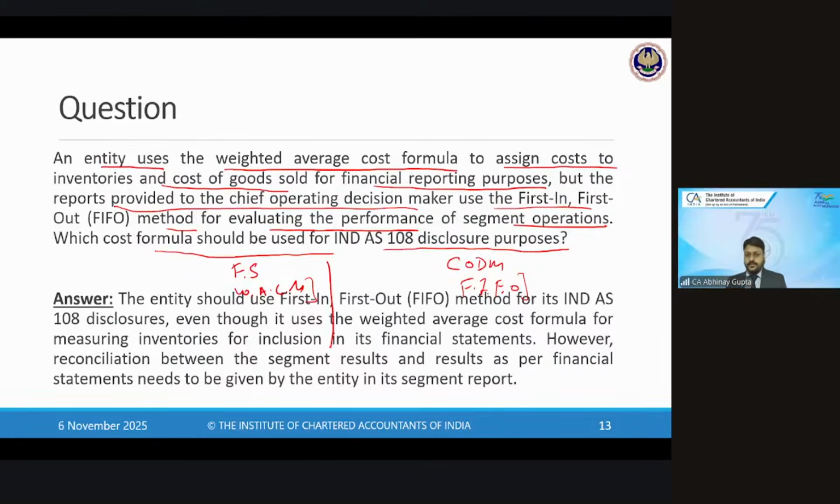Okay. Let's read the answer, and it will be an eye opener. The entity should use the first-in first-out method for its Ind AS 108 disclosures, even though it uses the weighted average cost formula for the purpose of measuring inventories and accounting in the financial statements. So accounting in the financial statements will be done basis the accounting policy, but disclosures under 108 will be done basis the policy followed for the CODM review. Digested, not digested? Okay, sir. Digested, sir. Since the CODM is given more importance in the standard, that is taken care of. Okay. Correct.